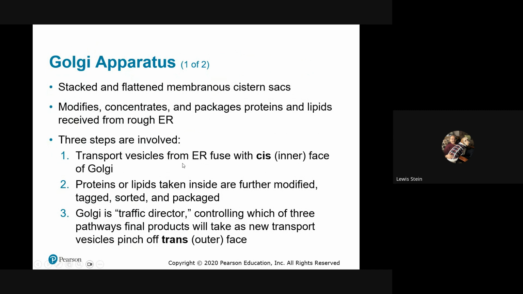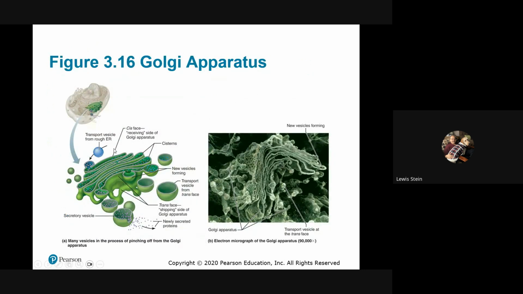Again, they transport the stuff in, and cis is the interface. We use the terms cis and trans a lot today in a social context, but cis is the interface, trans is the outer face. You don't have to know that. Sac, tag, sort, package, traffic director: pick the one that works. You always see an image that looks like this. I'm not going into it.